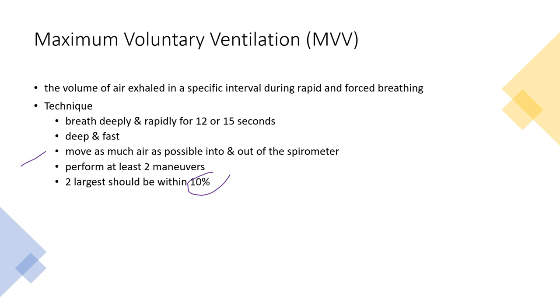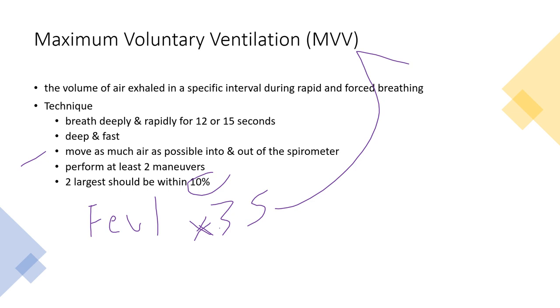So pretty helpful there. The big thing is going to be understanding, how do we know if it's normal? What determines normal? Well, we can take their FEV1 times 35, and I know your book says 40, so just bear with me. FEV1 times 35 or 40, and that will tell us what a normal MVV should be. What if I take their MVV and divide it by 35? I should also get their FEV1. So you see how that works?